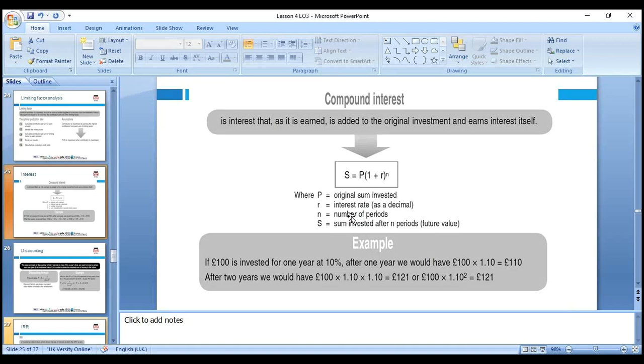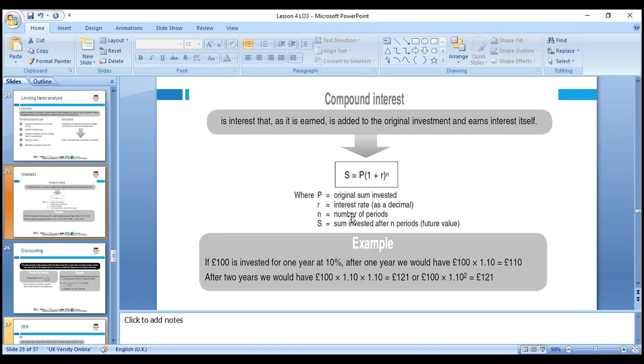Compound interest: S is the sum invested after a certain period, P is the present value times 1 plus R, where R is the return on investment, which we can calculate. If we say you will get 10% over the next number of years, we can use the formula. So if we have 100 invested and you get 10%, it means you get 110 after 1 year.